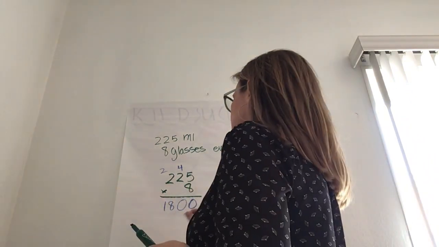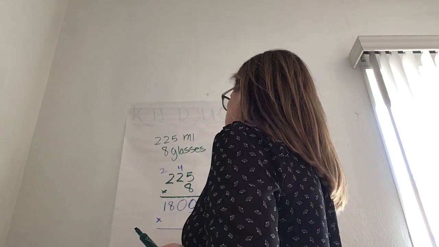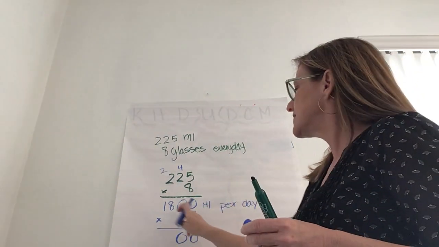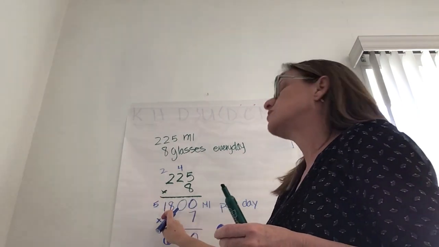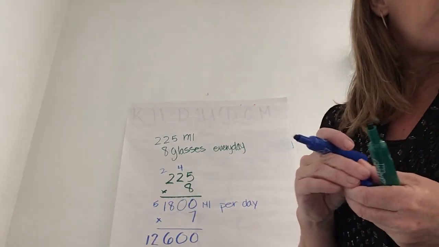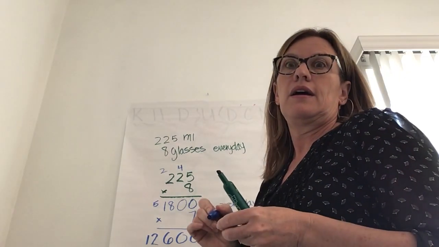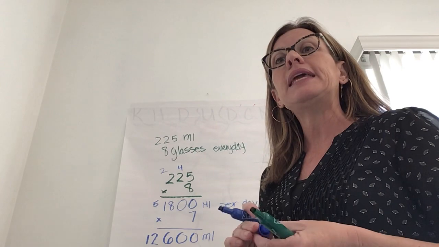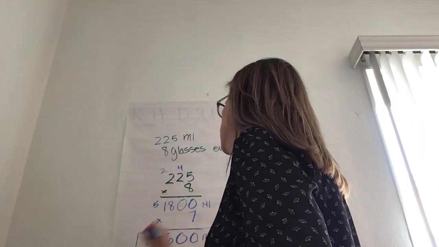So now I'm going to take that number and multiply by 7. 7 times 0 is 0. 7 times 0 is 0, 7 times 8 is 56. Carry the 5. 7 times 1 plus 5 is 12. So she drinks 12,600 milliliters a week. But the question is actually asking how many liters she drinks in a week. So they want us to convert this to liters.